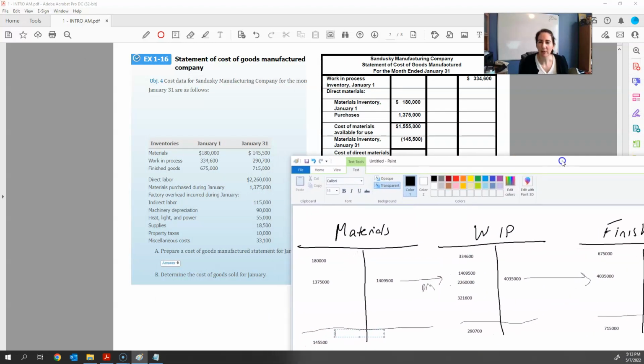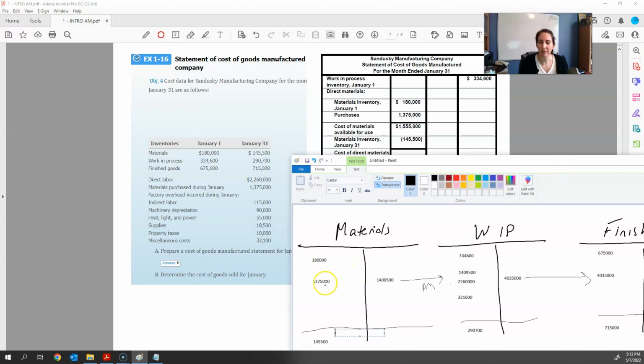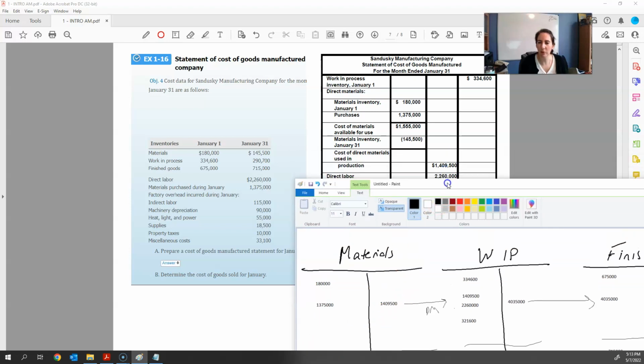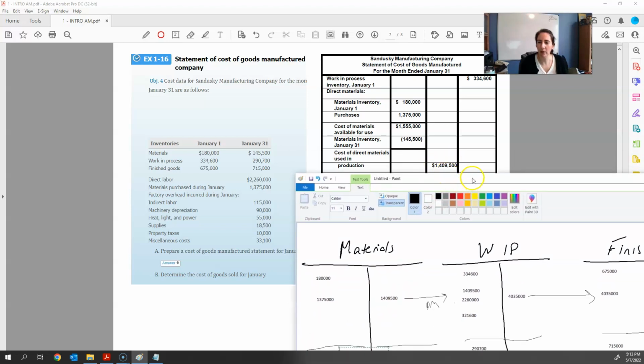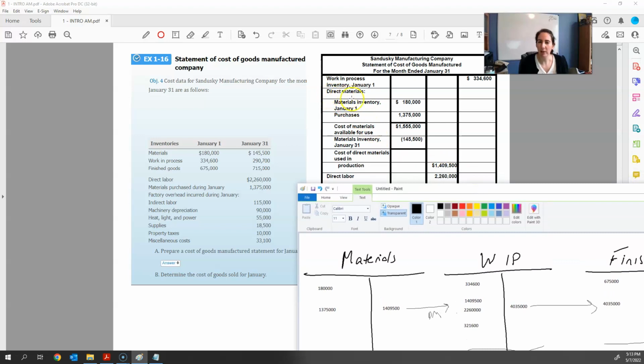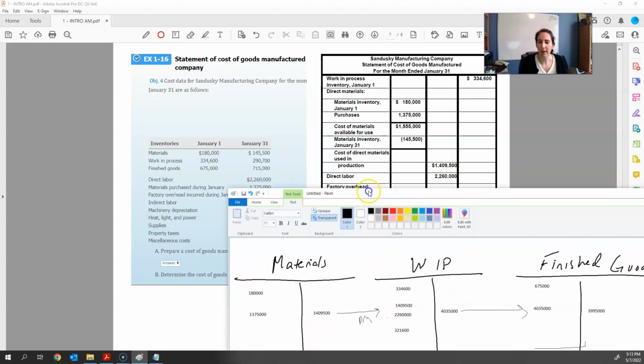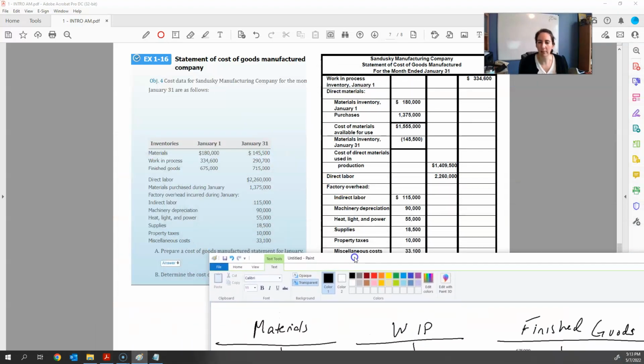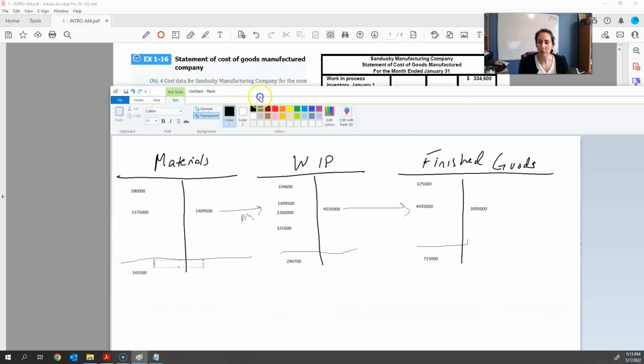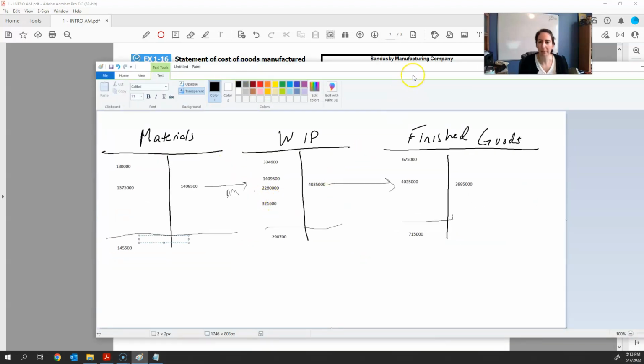Okay, so we've got materials. We had 180 plus the 1,375 in purchases gave us the subtotal cost of materials available. Minus the ending balance gave us what materials went into process during the month. So there's the 1,409,500. Now we have direct materials that went into WIP during the month. You've got beginning work in process plus direct materials plus direct labor, and now plus the factory overhead. And the factory overhead, like we said, was all of those numbers on the bottom. Okay, and that added up to 321,600, which is the same number I have here.